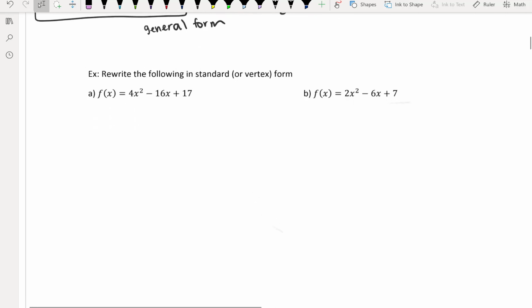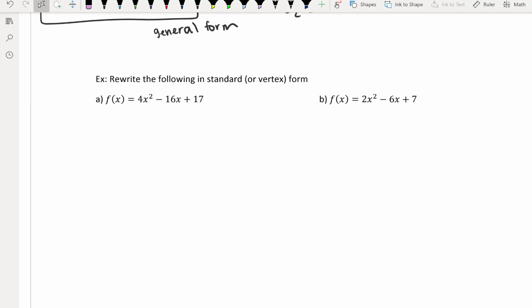So here we go. It says rewrite the following in vertex form. Remember, you should all have memorized what vertex form looks like. Vertex form is f of x is equal to a(x minus h) squared plus k.